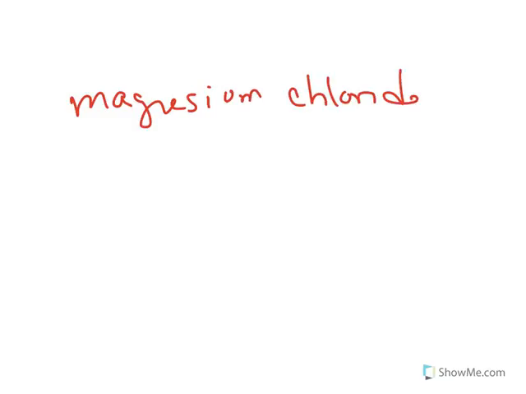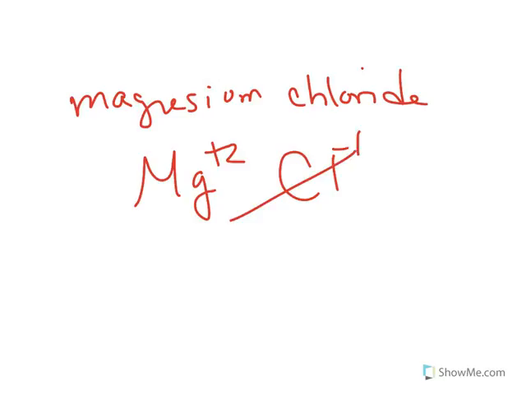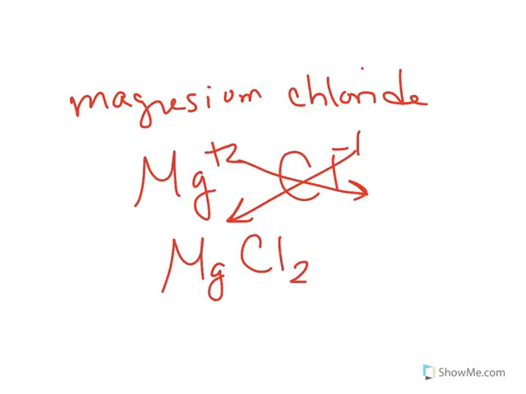Another example would be magnesium chloride. Look up the symbol. Mg is +2, chlorine is -1. You crisscross, you get Mg1, which you don't need to write, and Cl2. This you cannot reduce any further. When you cannot reduce the formula any further, it's called an empirical formula.